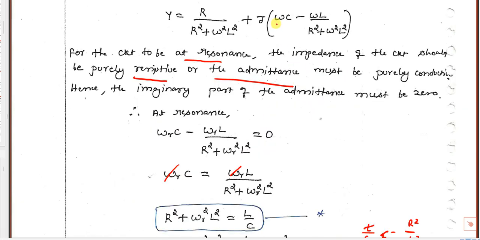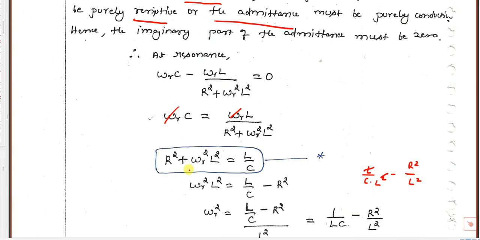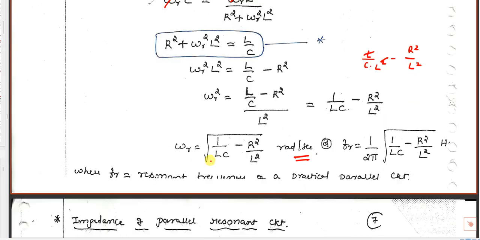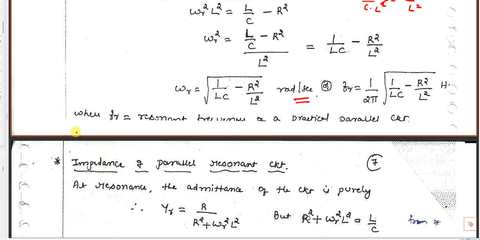If we equate, and omega should be replaced by omega r, you will get this. Omega r is equal to root of 1 by LC minus R square by L square. This is the required equation. I can easily get 10 marks for this derivation.